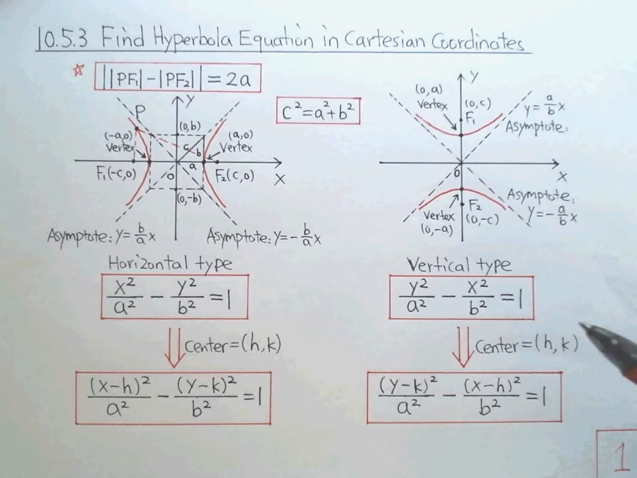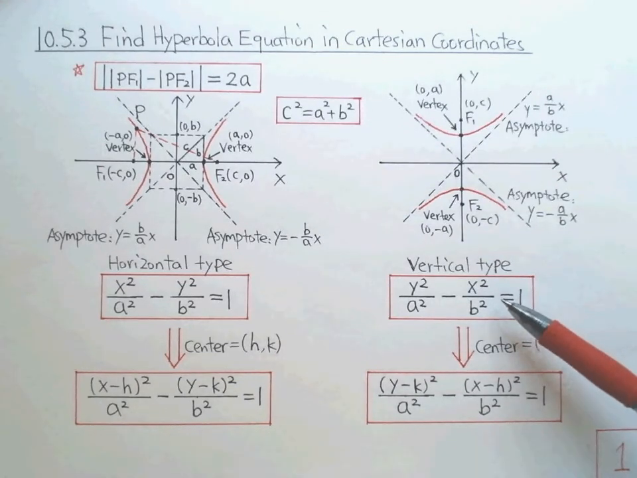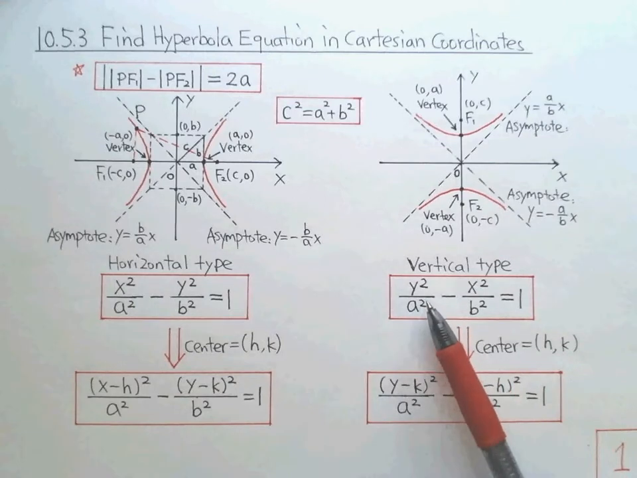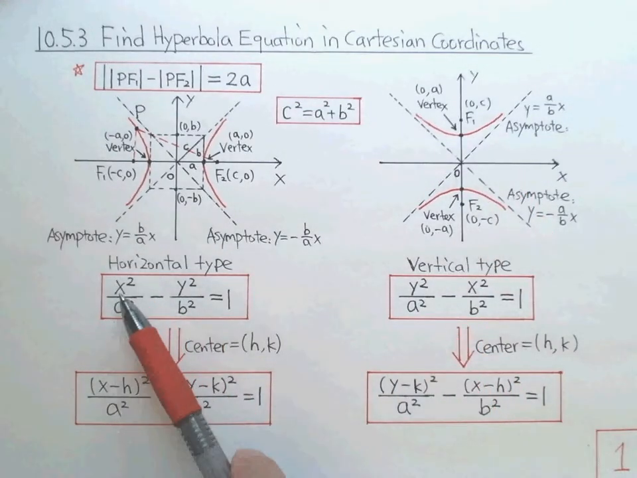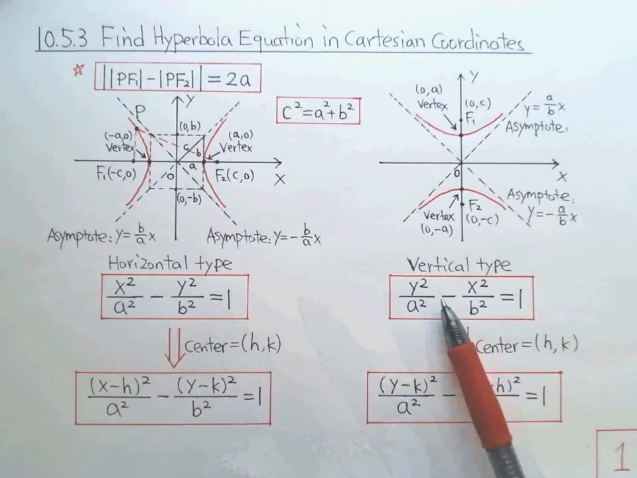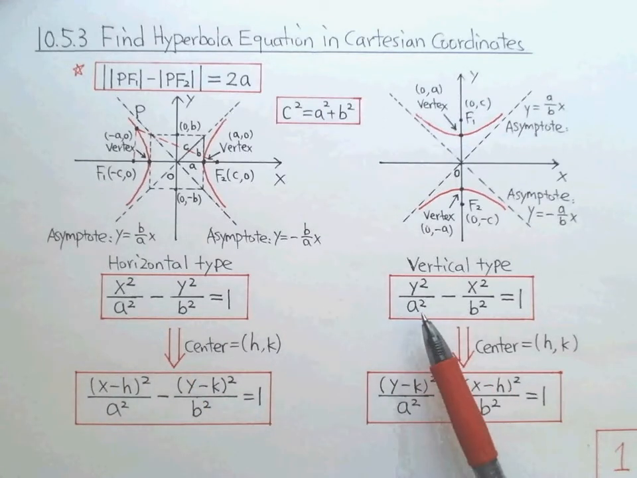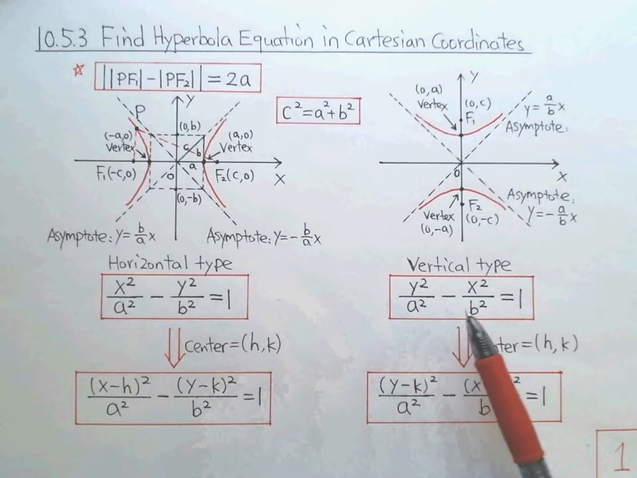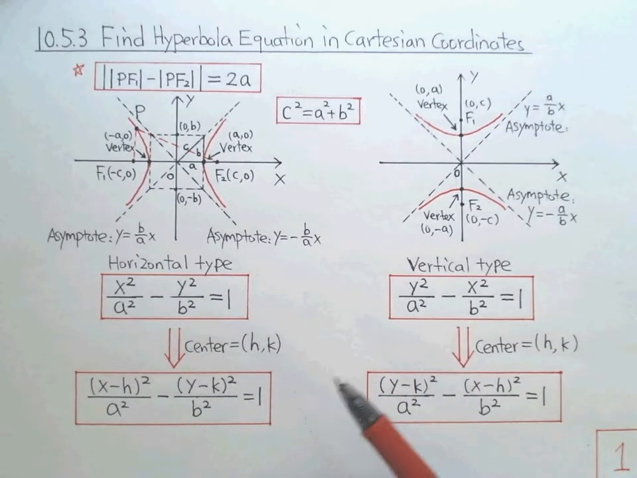Therefore, the slope is a over b, and the other one is negative because of symmetry. One more difference is in the equation. In the vertical equation, y goes first, and for the horizontal, x goes first. They are always minus, and keep in mind a always goes first. With the first one, it is a minus b, like this.